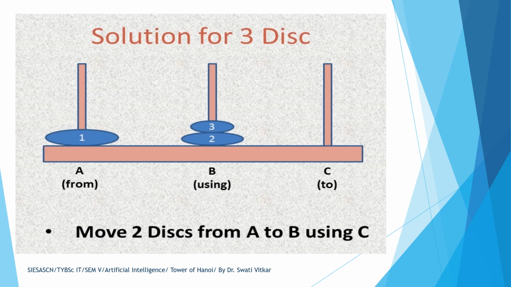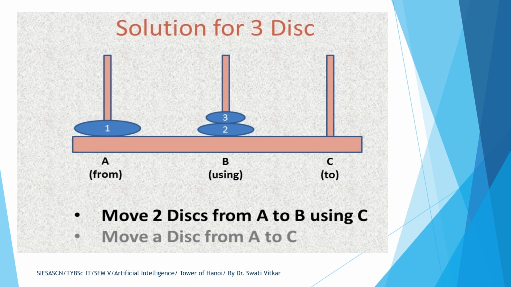We are saying that move two disks from tower A to tower B. But actually, as per the rule, we have to move one disk at a time. But here we are writing two disks from A to B using C because we have already seen the procedure for moving two disks from one tower to another tower. So this is a recursive function which we are going to use here. So move the two disks from A to B using C. Here C becomes the auxiliary tower, and this is the source and this is the destination.